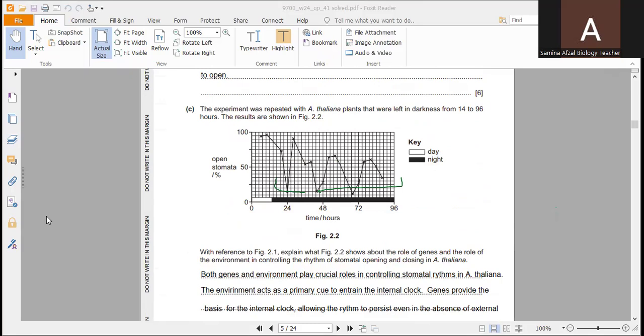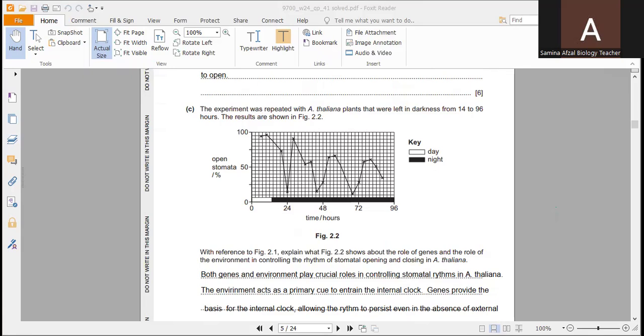So explain, with figure 2.2, the role of genes and the role of the environment in controlling the rhythm of stomatal opening and closing in A. thaliana. So here you can see the role of genes and the environment in controlling stomatal rhythm.